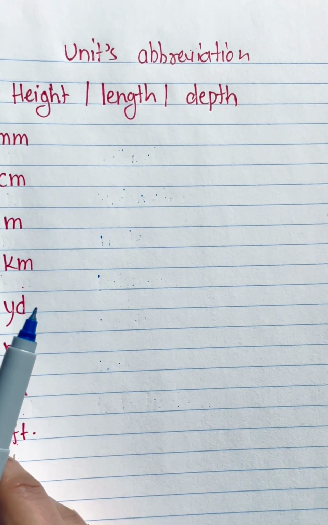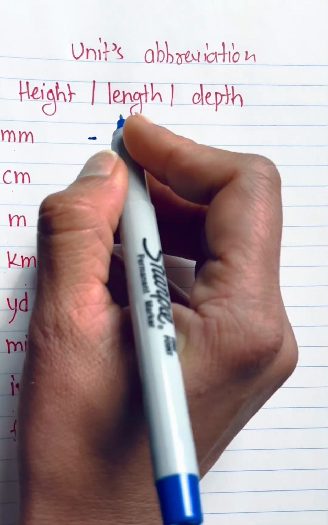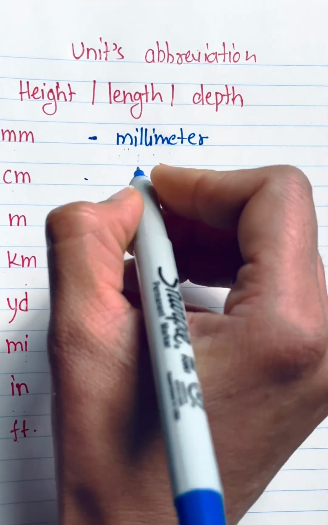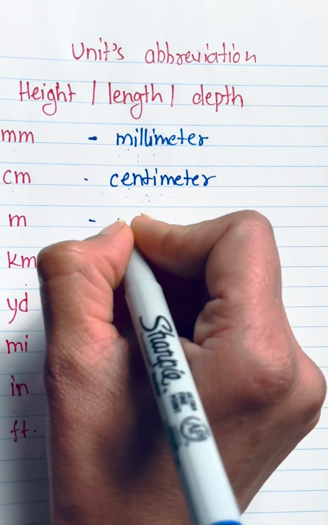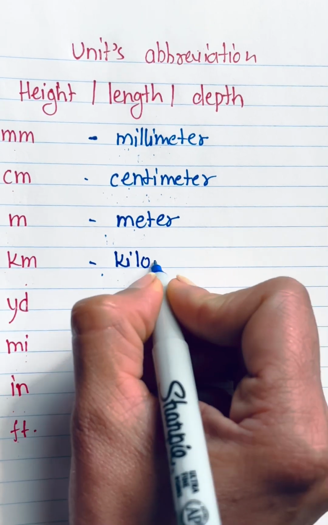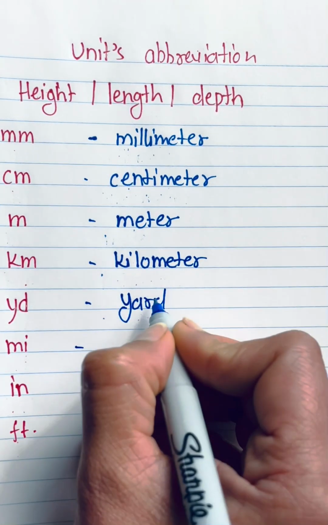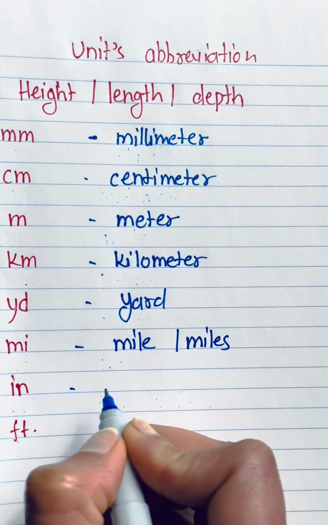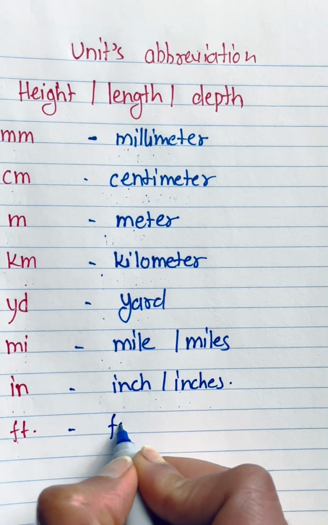Okay, so the measurement units are mm, cm, kilometer, meter or yard. mm is millimeter, cm is centimeter, m is meter, km is kilometer, yd is yard, mi is mile or miles, in is for inch or inches, ft is for foot or feet.